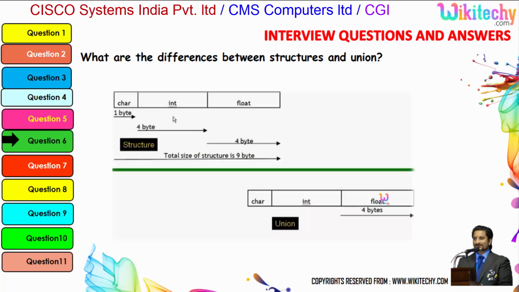Let's move on to the next question, the differences between structures and unions. In a structure, you are able to see the addition of the individual variables: 1 byte, 4 bytes, 4 bytes, so 9 bytes, 1 plus 4 plus 4. Over here, 1 byte, 4 bytes and 4 bytes, the maximum is 4 bytes, so here the total size is 4 bytes. That's the difference.